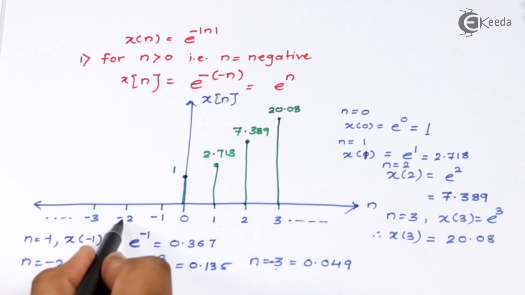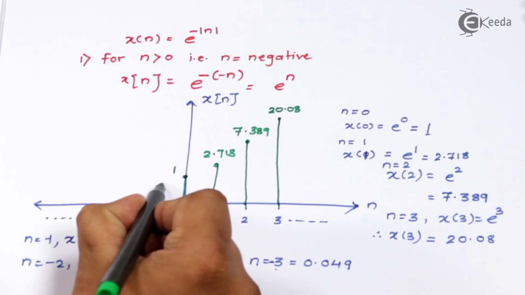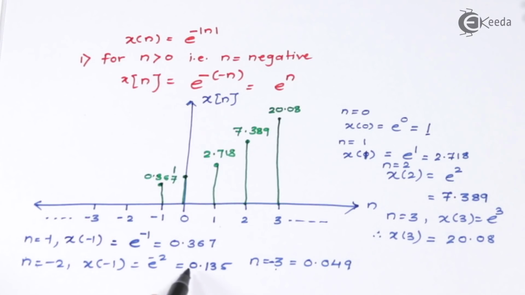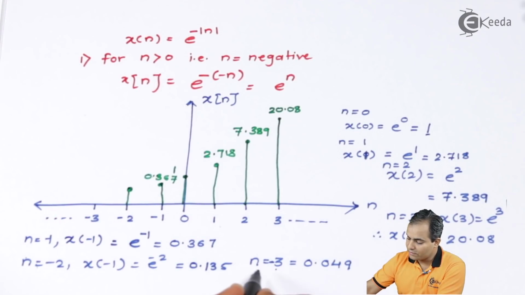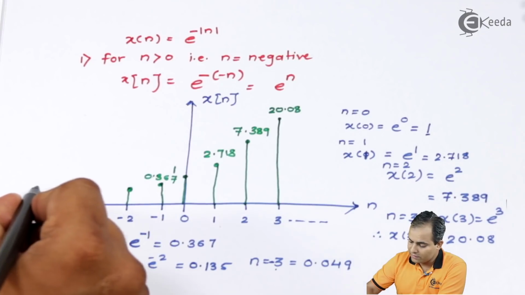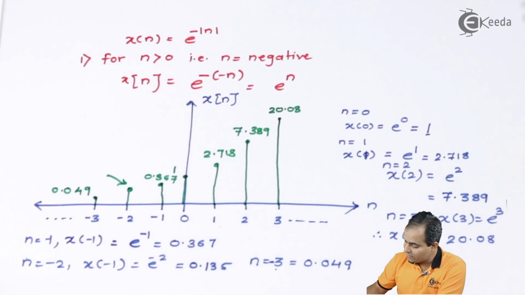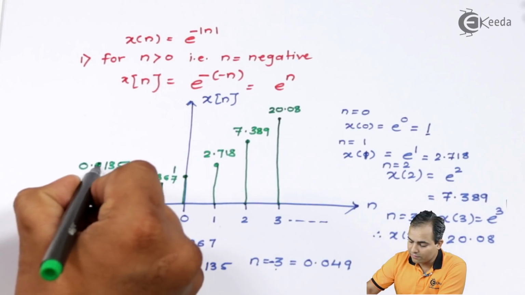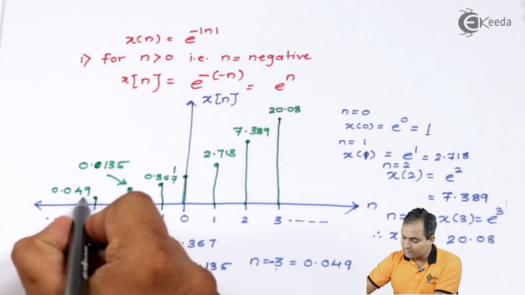But at -1, -2 and -3, what do we have? For -1, 0.0367. So let's say this is the value where you will get 0.367. Similarly, for n equals -2, what will you get? 0.135. So let's say it is over here. And for n equals -3, what will you get? 0.049, which is almost over here.